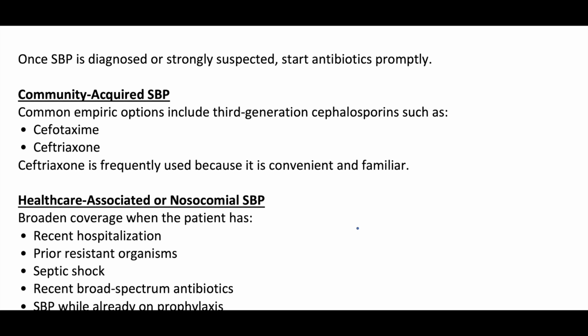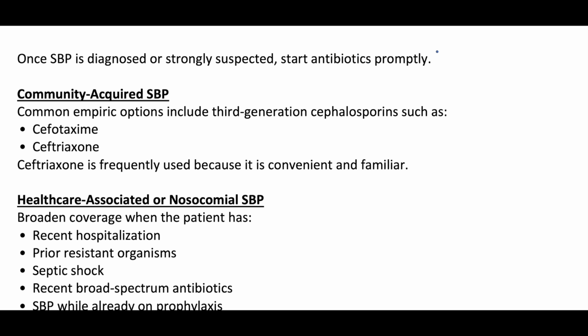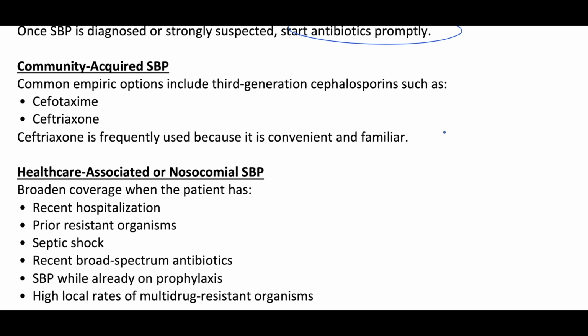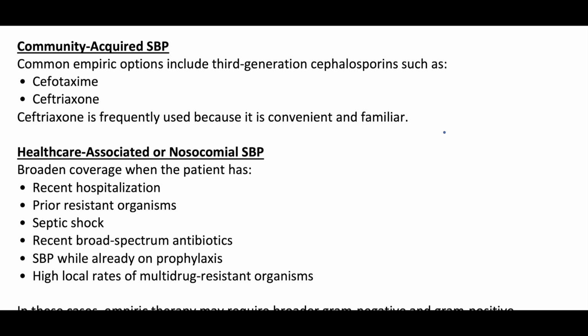Well, once SBP is diagnosed or strongly suspected, obviously start antibiotics promptly. It's an infection of bacteria, treated with antibiotics. The type of SBP, or how we think they acquired SBP, is going to drive those antibiotics, as well as if they have any history of resistant organisms. So for run-of-the-mill community-acquired SBP, common empiric options tend to be third-generation cephalosporins. Most commonly it's probably ceftriaxone, but cefotaxime is another option.